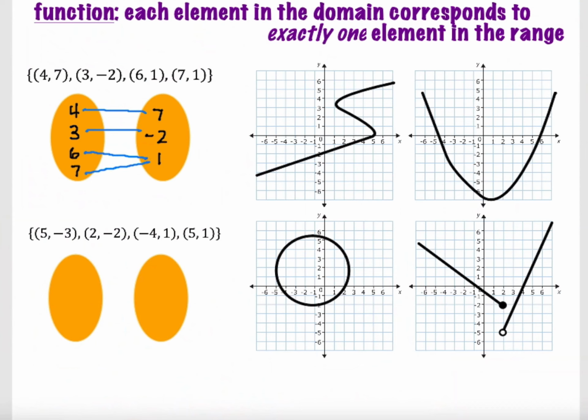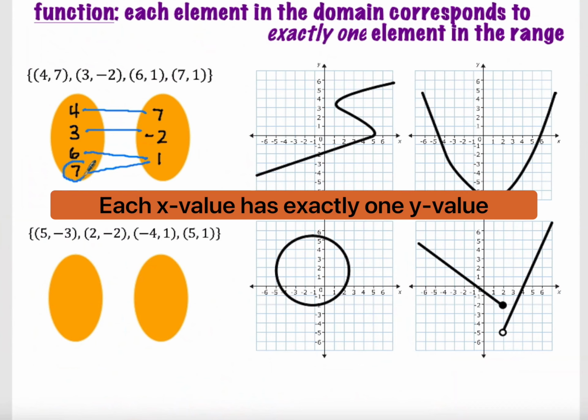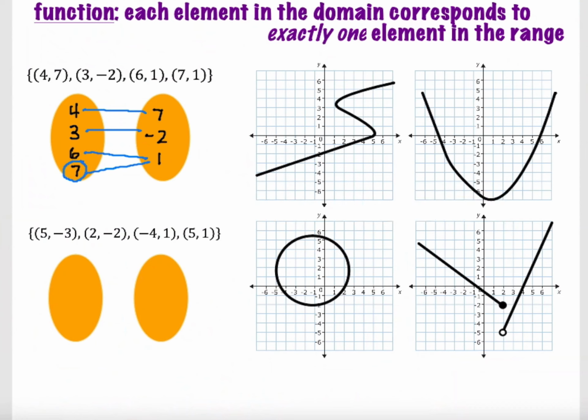And what we're checking for is to make sure that each of these x values only has one y value. So does 7 only have one y value? Yep. Does 6 only have one y value? Yep. And so even though they have a repeated y value, it's okay. So this one is a function. Yes, that's a function.